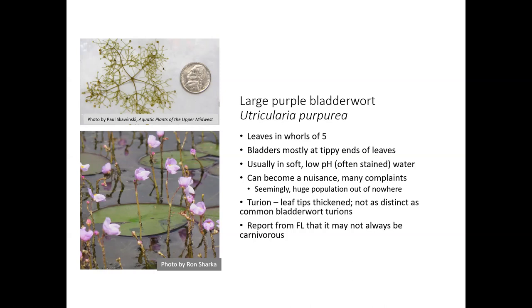The turion for this plant is quite different. It doesn't have that big nugget that looks like a boxing glove. It looks more like the leaves just kind of get thickened and kind of curl up a little bit. It looks kind of like Queen Anne's lace in the fall. And there is a report from Florida, I pursued this myself, that purple bladderwort may not always be carnivorous. So it may be spreading because it's just good at growing rather than necessarily being carnivorous. Okay, next.